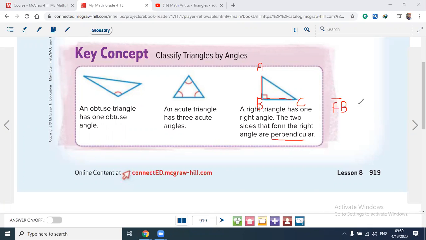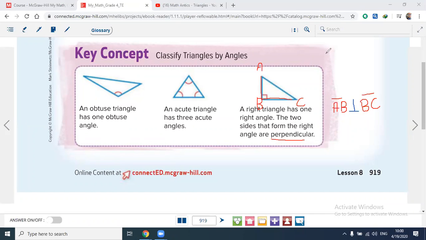There are two sides that form what? The right angle B. They are perpendicular. What does perpendicular mean? Any perpendicular lines form a right angle, or any right angle is formed from two perpendicular lines. So I can write this sign for perpendicular. AB is perpendicular to BC. The two sides form the right angle, so they are perpendicular. AB is perpendicular to BC, or BC is perpendicular to AB. We can use this sign we used before to write perpendicular.